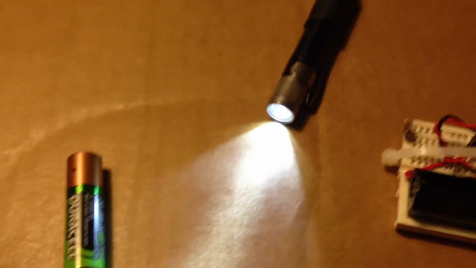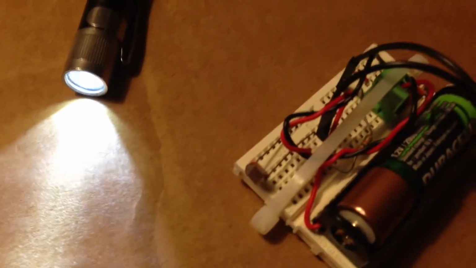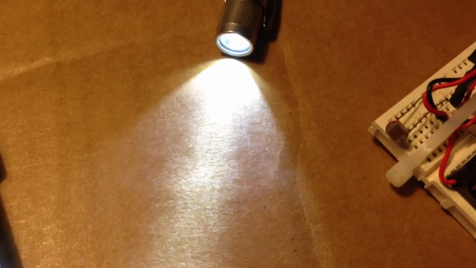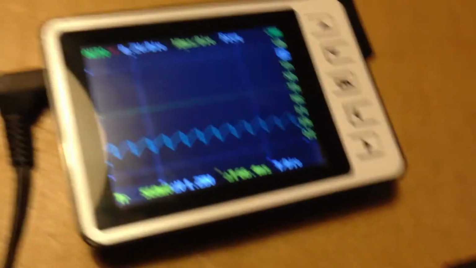I have a photoresistor on here, and a little voltage divider circuit set up, right? And I have a DSO Nano. You point one at the other, and you'll see that thing flicker up and down. There you go. There's your pulses.